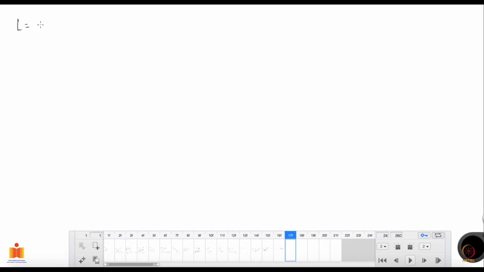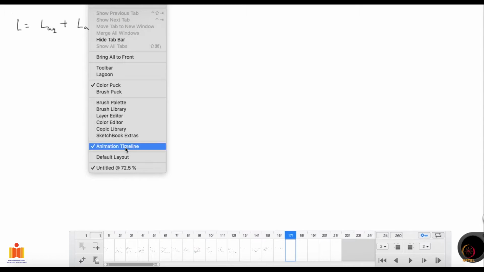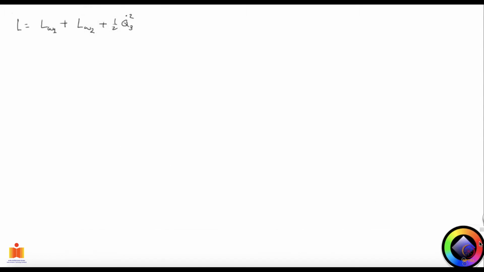So the Lagrangian that we have, I will write down as L of a harmonic oscillator described by frequency 1, plus the Lagrangian of a harmonic oscillator described by frequency 2, plus a term which is half q3 dot square. That's what we have. Now this system I can pictorially represent like this.